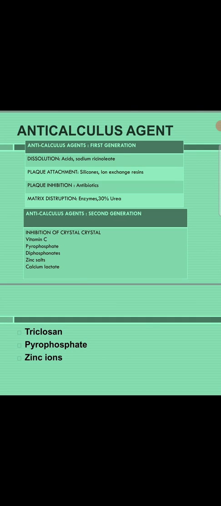Now we come to the second generation anti-calculus agents. In second generation, they inhibit crystal formation. Here are vitamin C, pyrophosphate, diphosphonates, zinc salt, and calcium lactate. These are the second generation agents which inhibit crystal formation. Lastly, the three most important anti-calculus agents for MCQs are triclosan, pyrophosphate, and zinc ions.